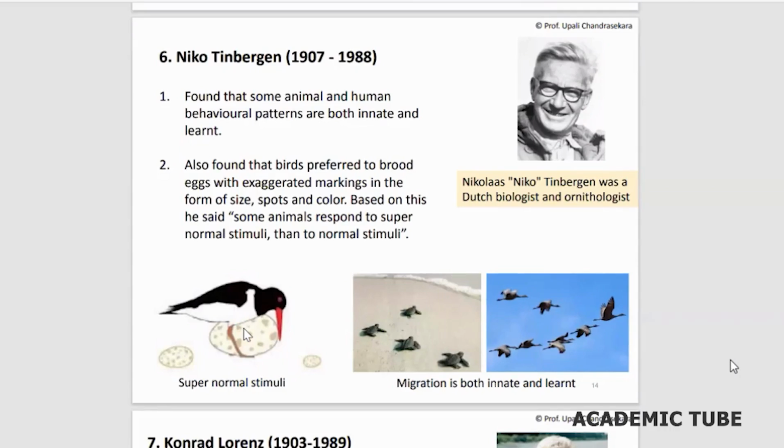Why do they do that? The background was explained by this person, Nico Tinbergen. Obviously, people have seen those things for a long time, but it was Nico Tinbergen who explained it for the very first time, right? So he contributed that some animal and human behavioral patterns are both innate and learned. He also found that birds prefer to brood eggs with exaggerated markings in the form of size, spots, and color. Based on this, he said some animals respond to supernormal stimuli more than to normal stimuli.